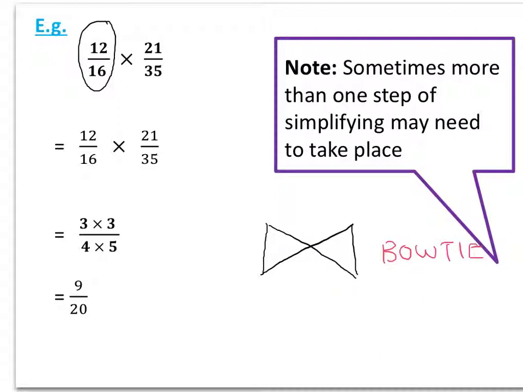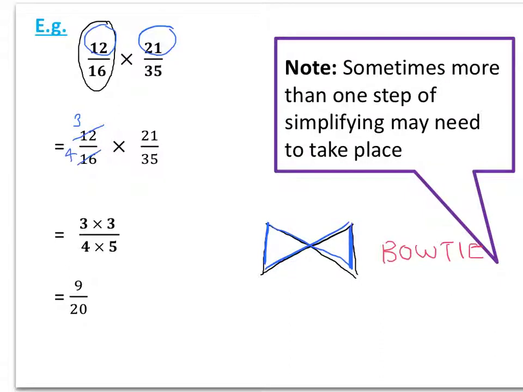What the bow tie shows us is that you can't simplify 12 and 21. You can't look for a highest common factor between those two numbers. We're only looking on the diagonal or a highest common factor between the numerator and the denominator of the same fraction. So first of all, we're going to find a highest common factor between 12 and 16. Our highest common factor between 12 and 16 is 4. So 4 goes into 12 3 times and into 16 4 times.